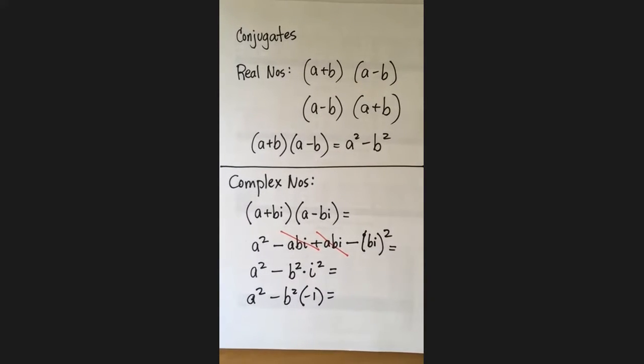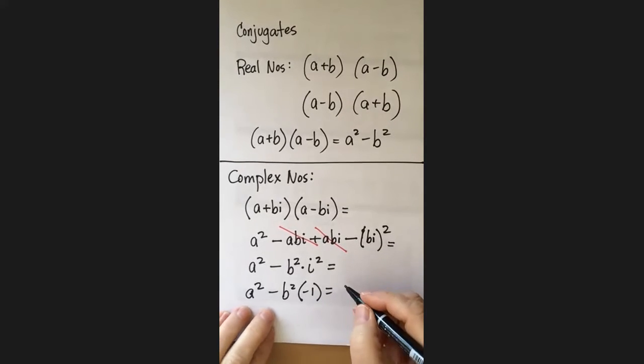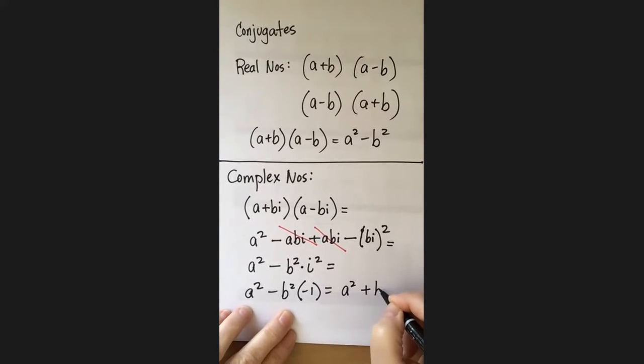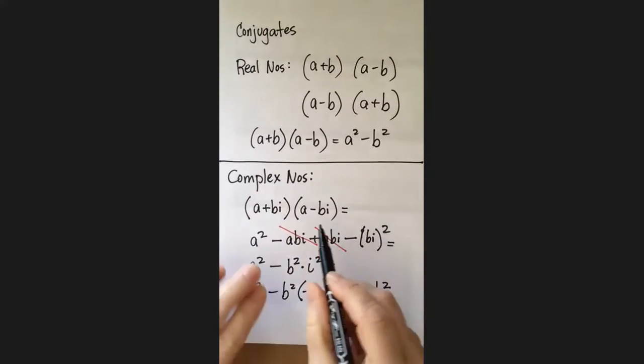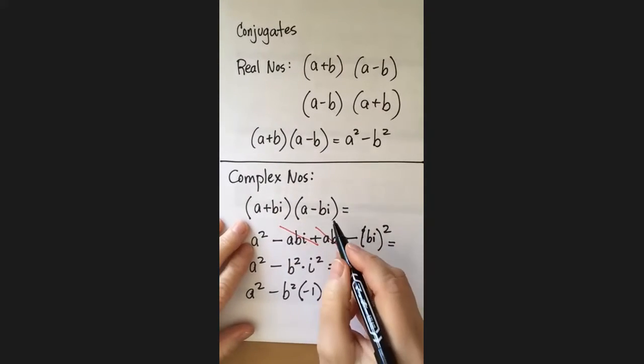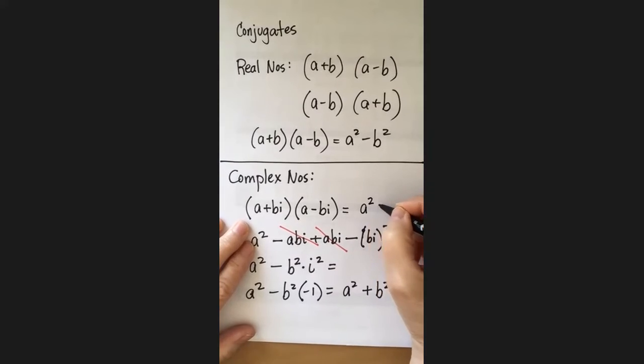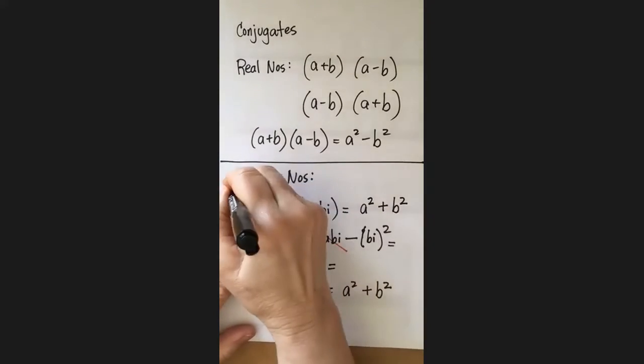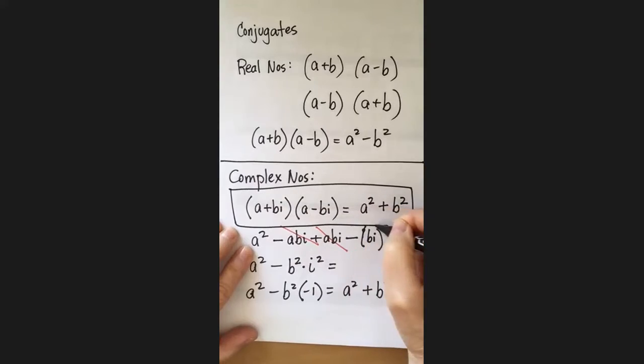So look what happens with complex numbers. You don't get the difference of two squares. And I think there was a time when some of you asked about the sum of two squares. So now you can factor the sum of two squares, but you're going to get complex conjugates. When I do this, I'm going to get A squared plus B squared. So when you multiply complex conjugates together, the answer is the sum of two real squares.